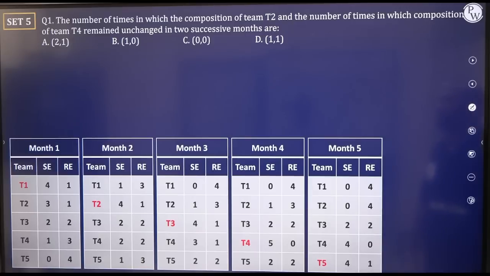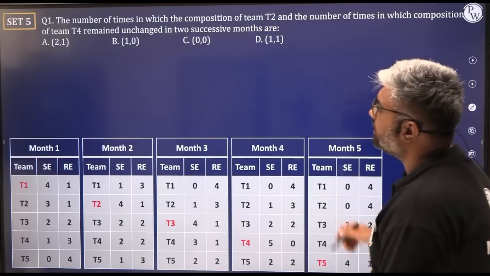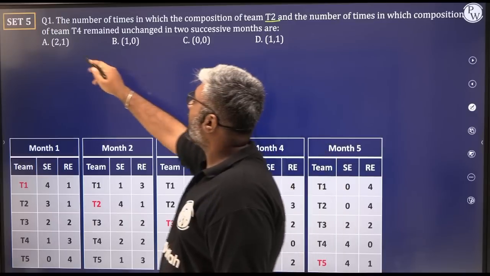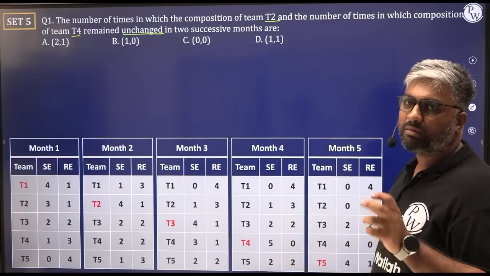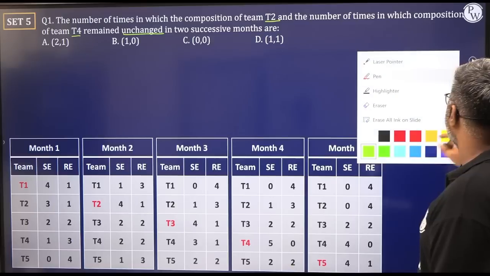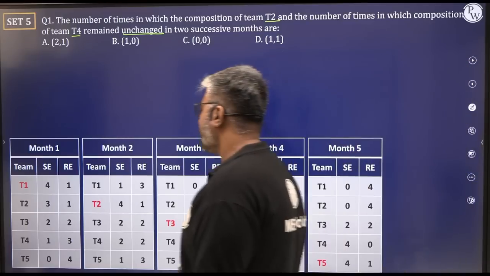The number of times in which composition of team 2 and the number of times in which the composition of team 4 remained unchanged. T2 and T4 were not changed. That is, number of SEs and number of REs should not be touched. Okay, so let's see. First, let's look at T2.